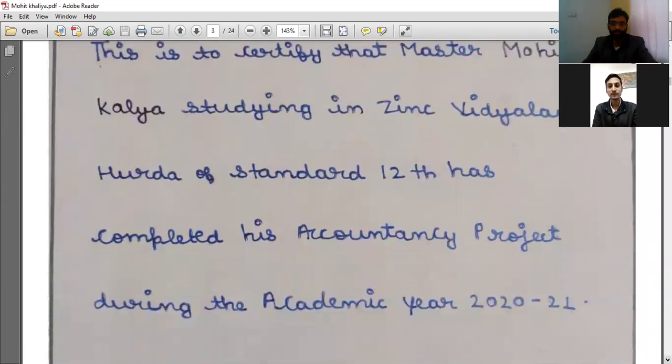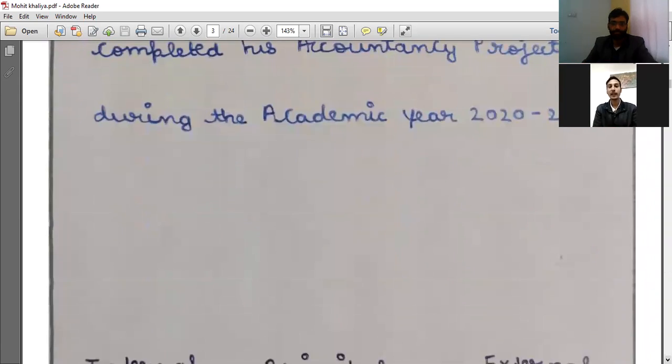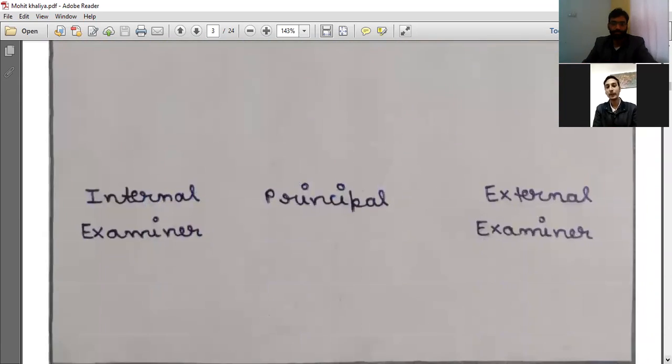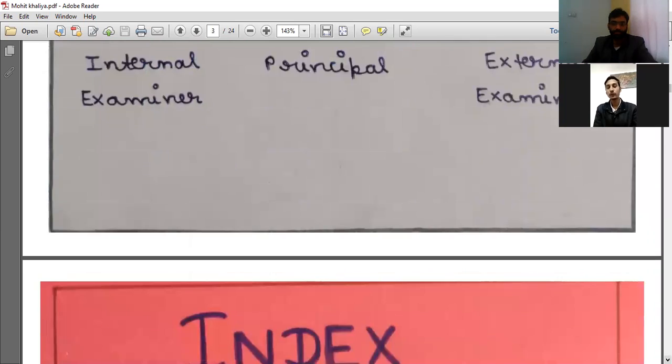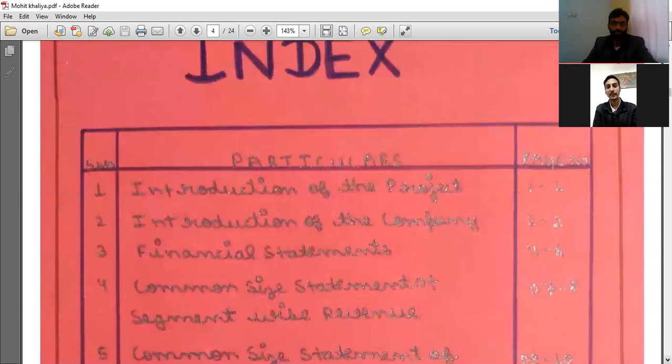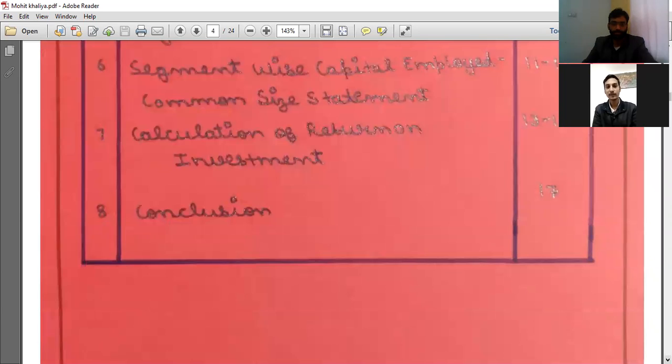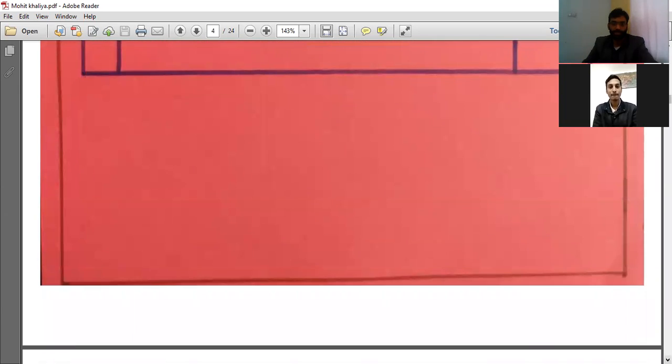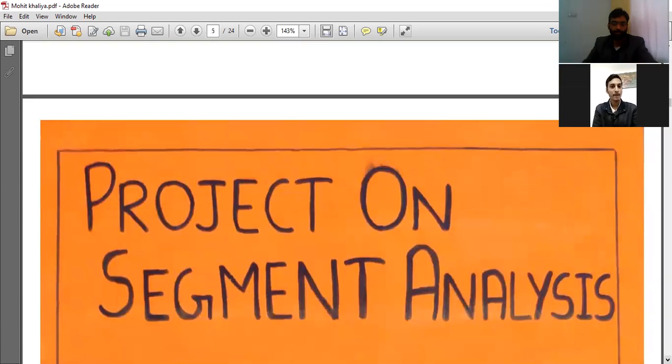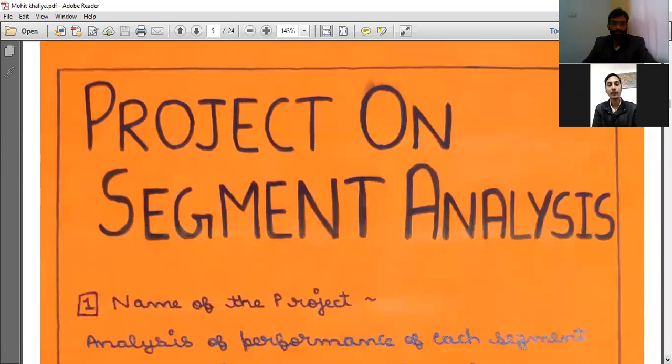Yes, sir. So I have prepared my project on segment reporting with reference to revenue, profit, and capital employed. Which profit? Net profit or gross profit? Net profit. Okay. Further, this much only. What is the object of your project? Why have you prepared this project? The main object.